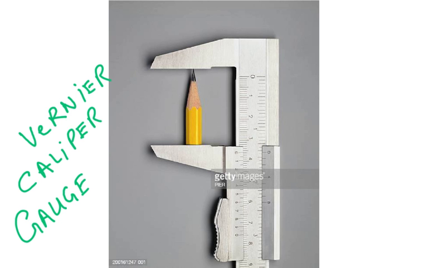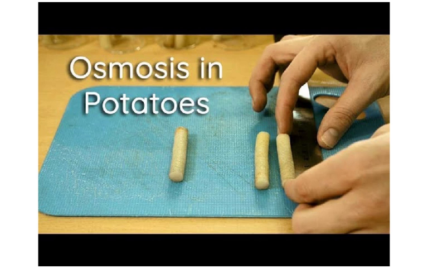Before we continue with this practical, I want you to look at some diagrams and know the names of these words. One is the vernier caliper gauge. Then the other is a cork borer. We study the effect of osmosis on potatoes, so we have to cut them into these cylinders. Now, what do we use for it?